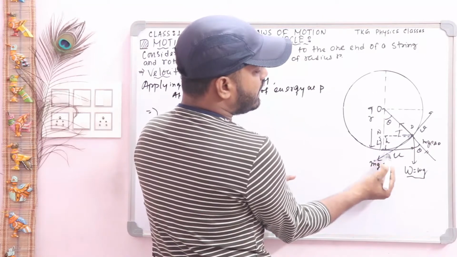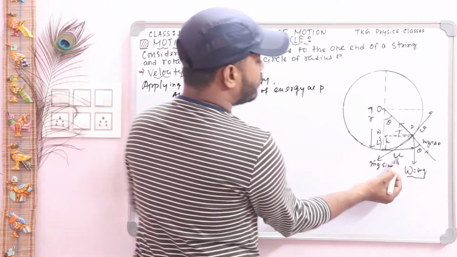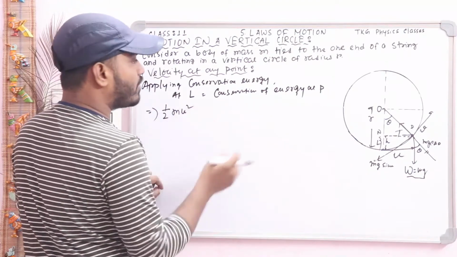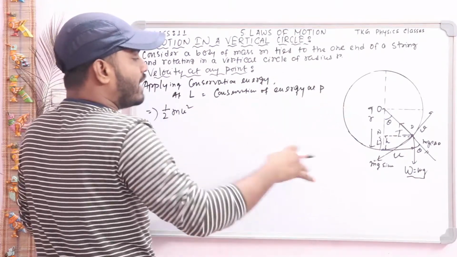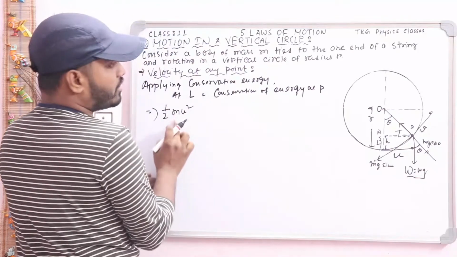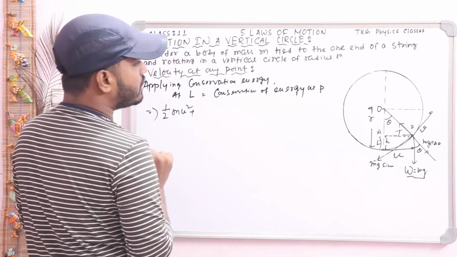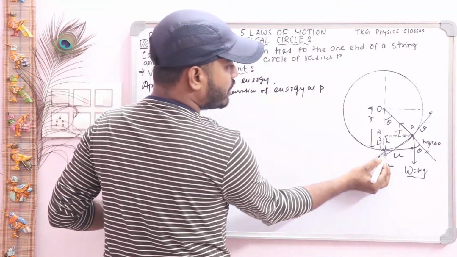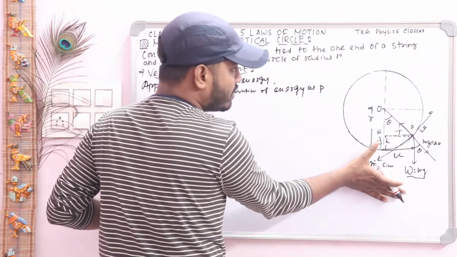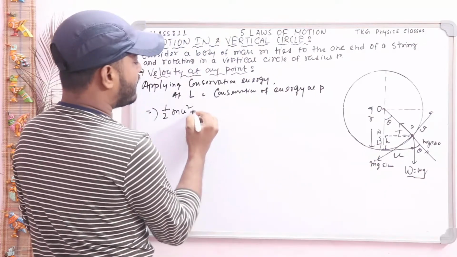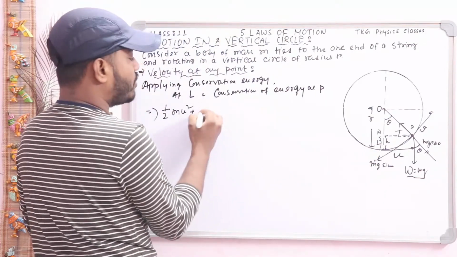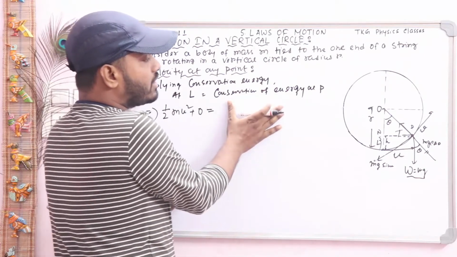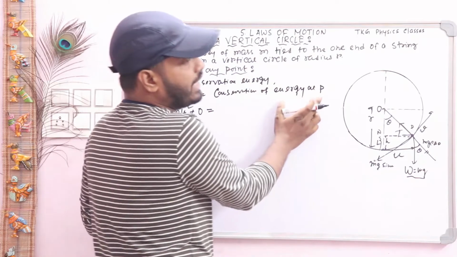At point L, the initial velocity of the body is u. So the kinetic energy is half m u square. You know the basic formula of kinetic energy, half m v square, but here the velocity is u, so that is half m u square, plus what is the potential energy? This is the initial position of the particle, so here height is 0. So potential energy, that is mg into h, here h is 0, so potential energy is equal to 0. Now what is the energy at point P?